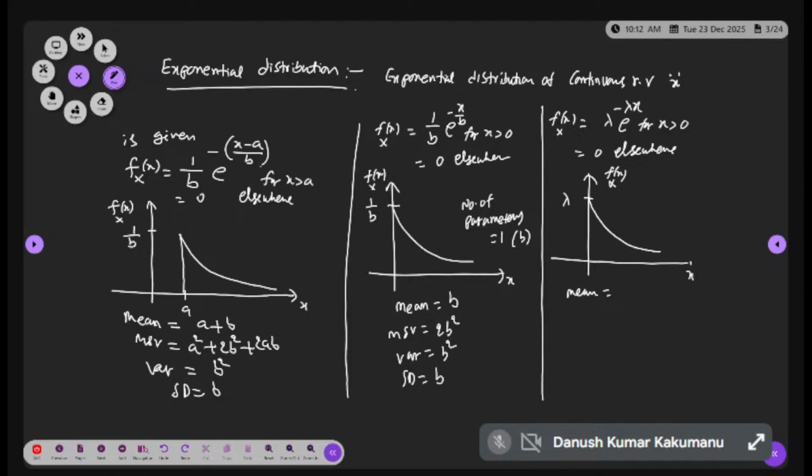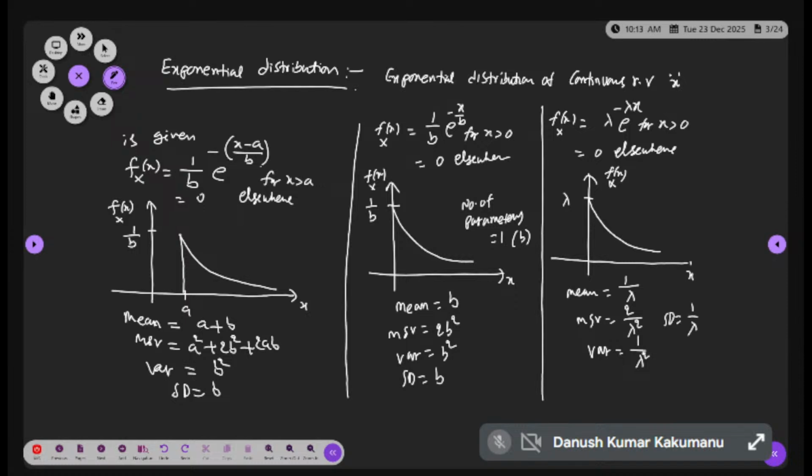Think a little. I am asking a basic question. Tell me, what is the answer? What is the mean in this case? Earlier it was b. Now, what is the change from here to here? 1 by b replaced with lambda means, what is the mean? 1 by lambda. It's not lambda, it's 1 by lambda. What is the mean squared value? 2 by lambda square. Variance 1 by lambda square. Standard deviation 1 by lambda.